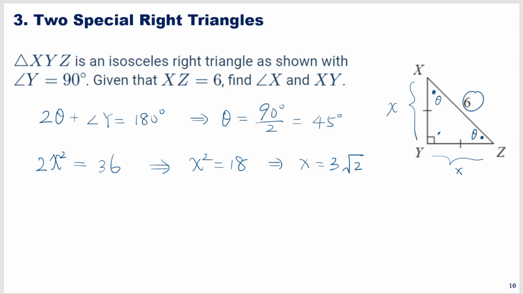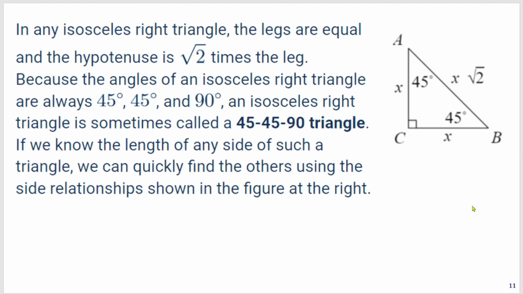So this problem suggests that we might be able to find a general relationship among the sides in an isosceles right triangle. In summary, in any isosceles right triangle, the legs are equal and the hypotenuse is square root 2 times the leg. Why is that? If you let this side be x, this side be x, and this side be y, then we have x squared plus another x squared equals y squared. Therefore, y is square root 2 x, right?